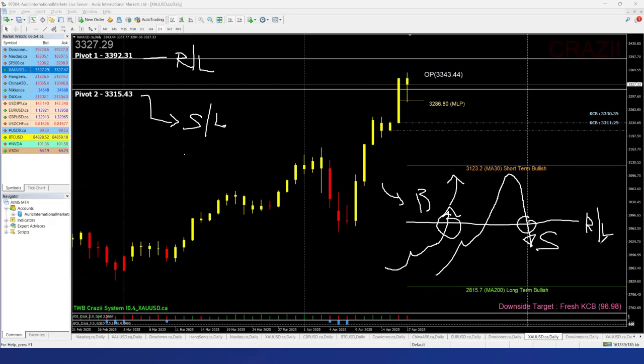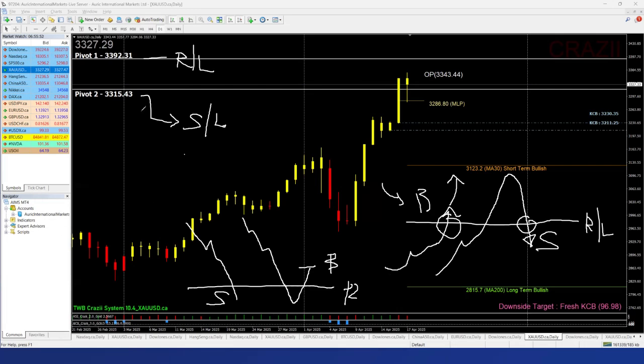All clear? Same thing, vice versa. If this is pivot 2, it's called a support level. If it breaks the support level and goes down, this is a sell. But if the market breaks the support level and recovers, it is called supported. So that is a buy. All clear? Very, very simple.